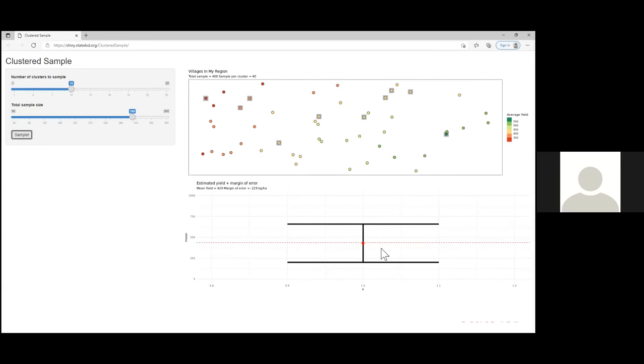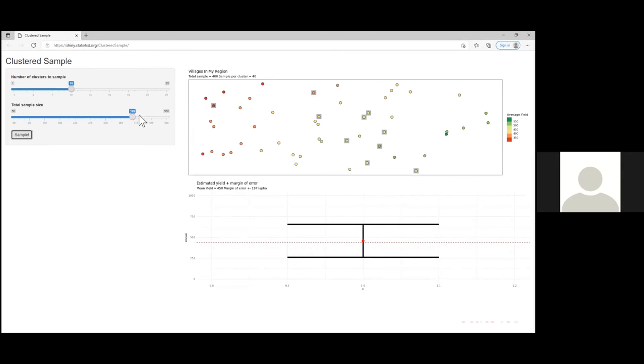So I can calculate my estimated average yield, which is going to be here, 429, and my margin of error, which is plus 229 kilograms per hectare. And you can see in this case, I've got quite a good mix of high yielding, medium yielding, and low yielding. And if I do this again, I get a slightly different sample and a slightly different mix. And I will always have, though, a reasonably large margin of error here because of this clustered design.